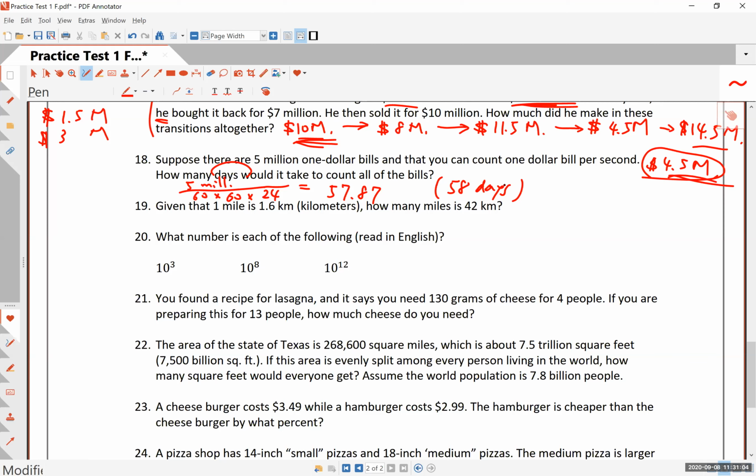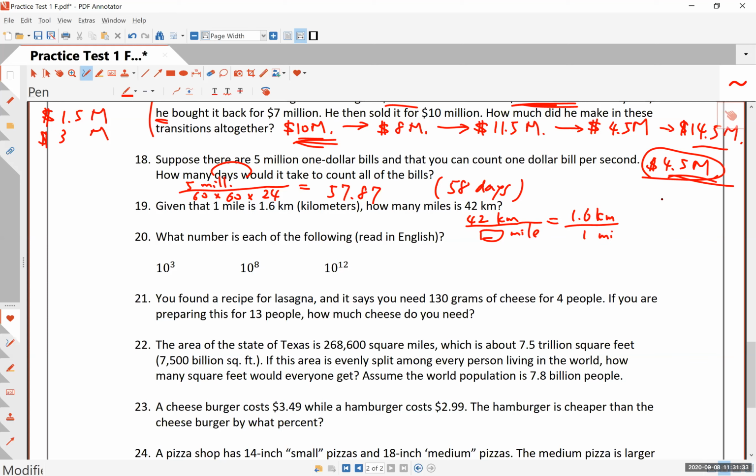Okay, number 19, given that 1 mile is 1.6 kilometers, how many miles is 42 kilometers? So you can set up a proportion if you have to think. And some of you may just be able to do this mentally. 42 kilometers over what miles is equal to, remember, 1.6 kilometers to 1 mile.